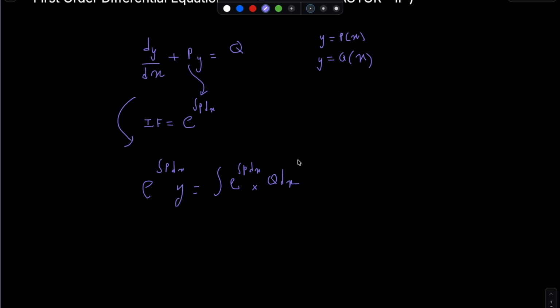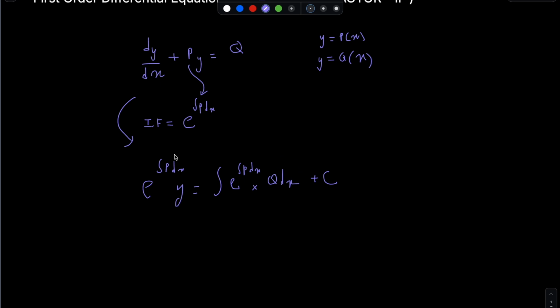Now you always have to remember to put the plus c, because we are finding a general solution, unless they of course give us boundary conditions. In a case like that, we'll have to substitute the values of x and y and eventually find the value for the constant c to find a particular solution.